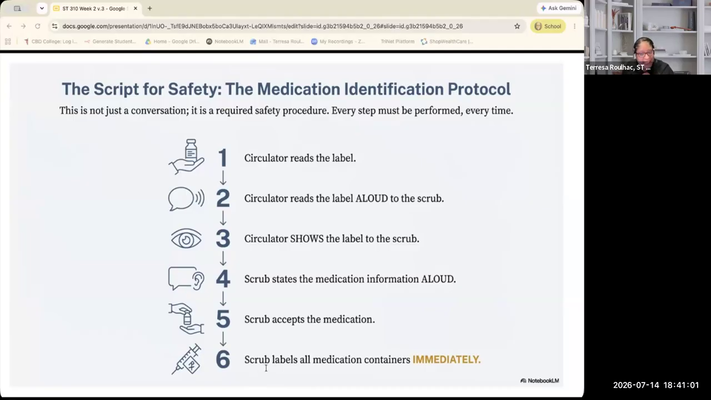As future STs, I don't want you to only memorize the six steps, because you're going to be doing this every day. It's going to be ingrained in you. I want you to understand the purpose besides knowing how it's done. The goal isn't, okay, I got this done, checklist. The goal is making it difficult for an error to reach our patients.